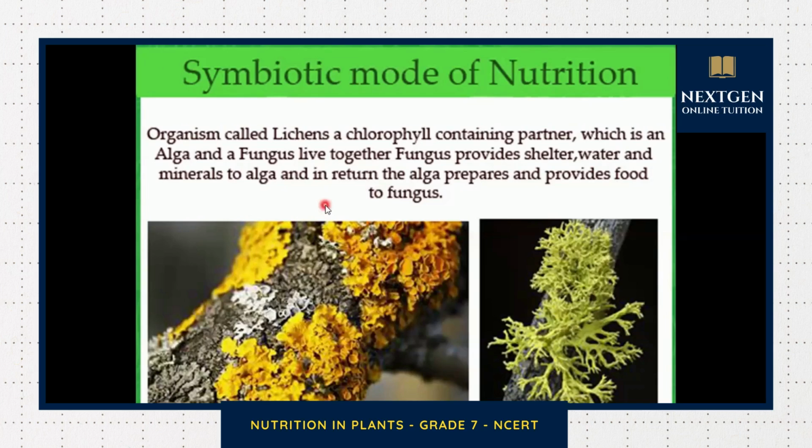An organism called lichen has a chlorophyll-containing partner, which is an alga, and a fungus; they both live together. The fungus provides shelter, water, and minerals to the algae. In return, the algae prepare and provide food to the fungus. Since the algae contain chlorophyll, they can undertake photosynthesis to prepare their food.